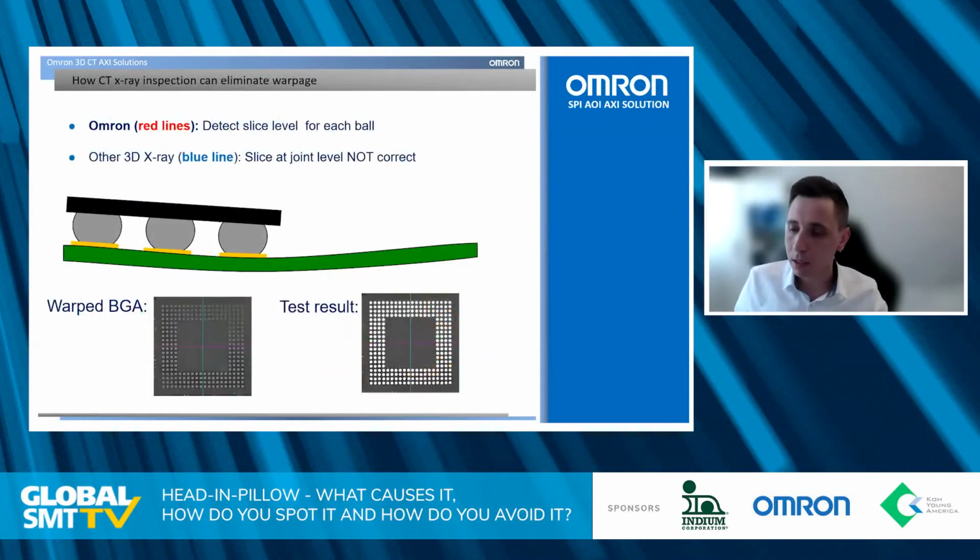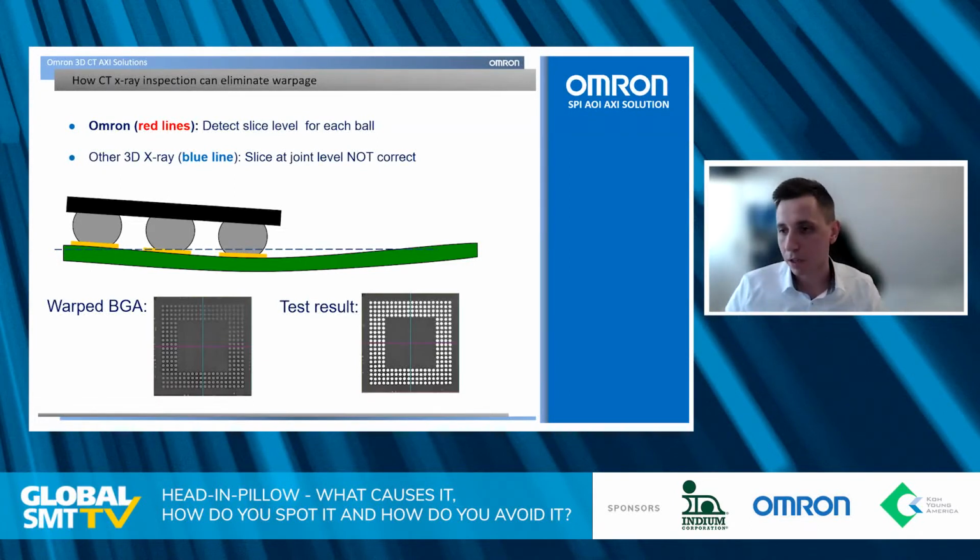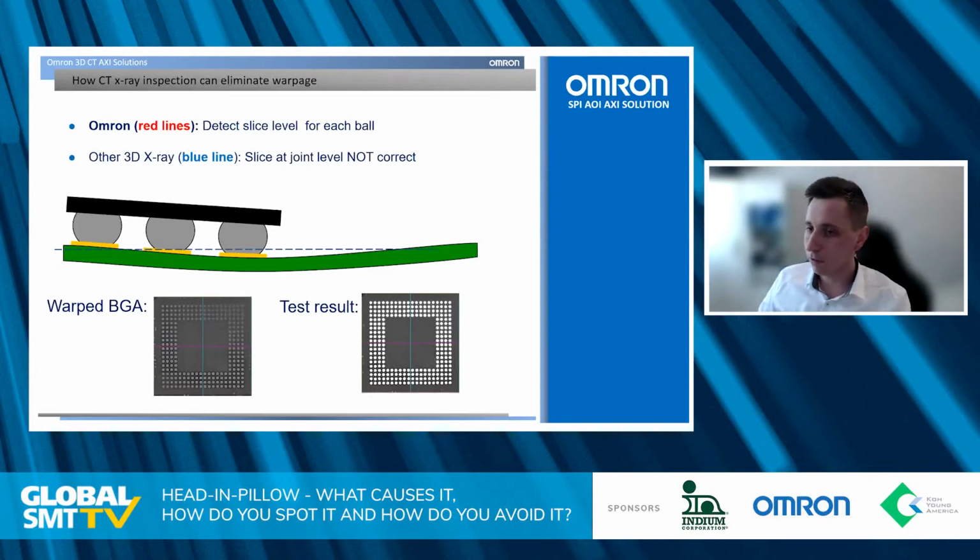When we are assembling in SMT, we can face, of course, PCB warpage or component warpage, and having this full volumetric information of your component gives you extremely good advantages, because most of the traditional X-ray systems are just cutting your component in one slice. So there's a very high chance that you will miss your defect.